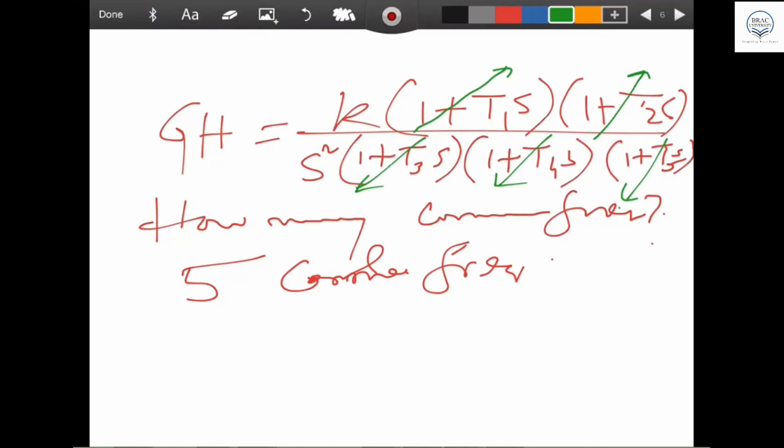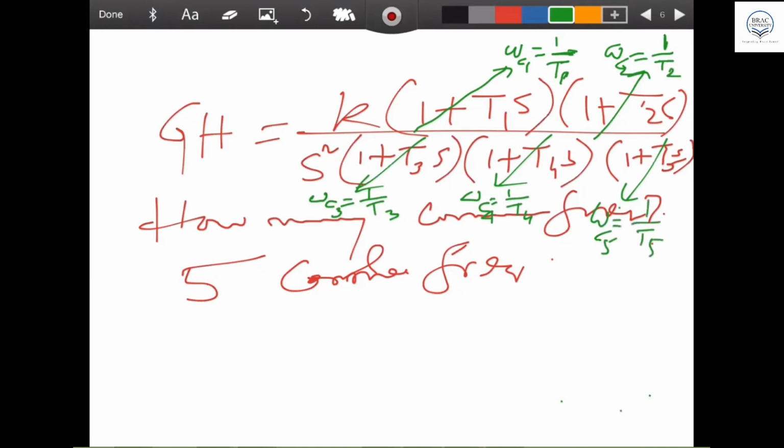So what do you get from here? The corner frequency omega C1 will be 1 by the time constant T1. And omega C2, the second corner frequency, will be 1 by T2. This corner frequency, omega C3, is 1 by T3. Omega C4 will be 1 by T4, and omega C5 will be 1 by T5. This way the corner frequencies should be calculated from the transfer function.